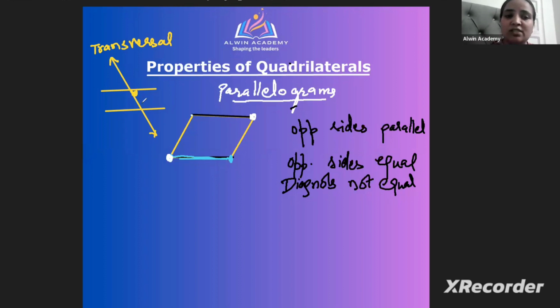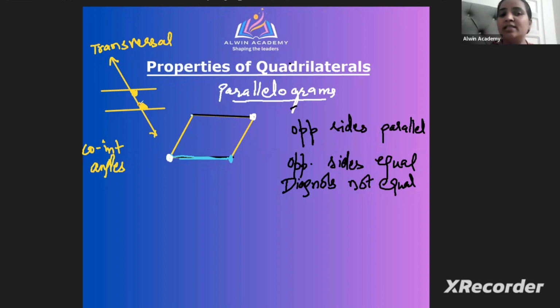the angles that I have on the same side of the transversal, the interior angles on the same side of the transversal, are also known as co-interior angles. Because they are interior angles, but they are accompanying each other, hai na? They are on the same side of it. So you call them co-interior angles, or you can also call them interior angles on the same side of a transversal.